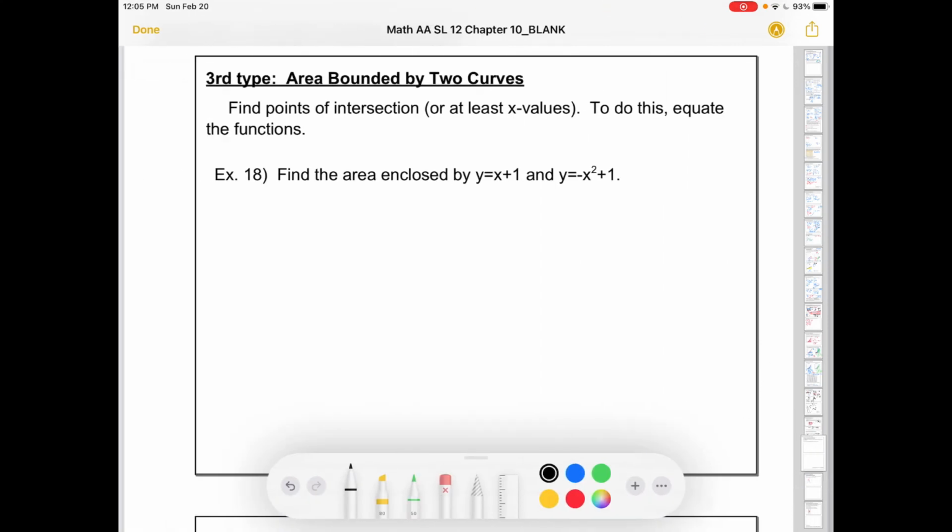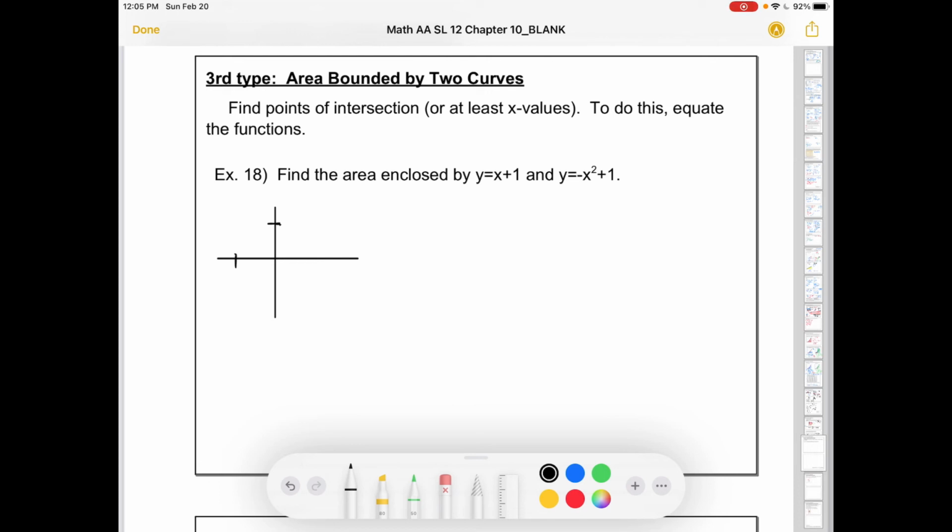That brings us to the last type that we're going to do in this video, which is an area that's bounded by two curves. So this is one where we have to figure out which one's on top, but we also have to figure out where they meet. What's going to be the area that we're caring about?